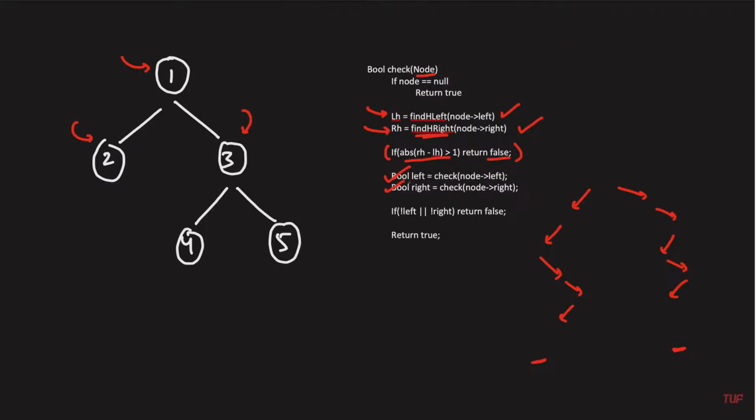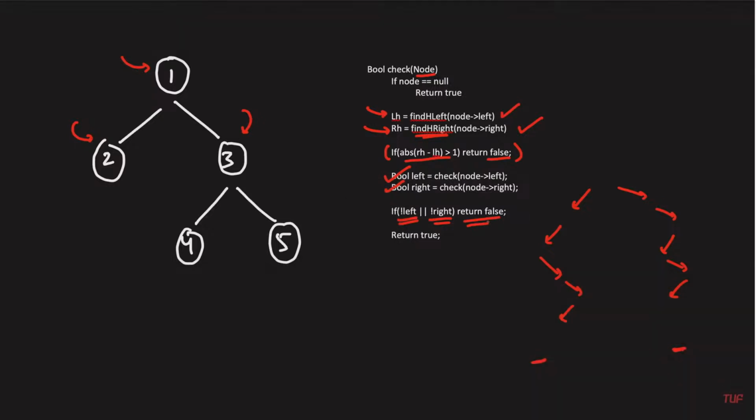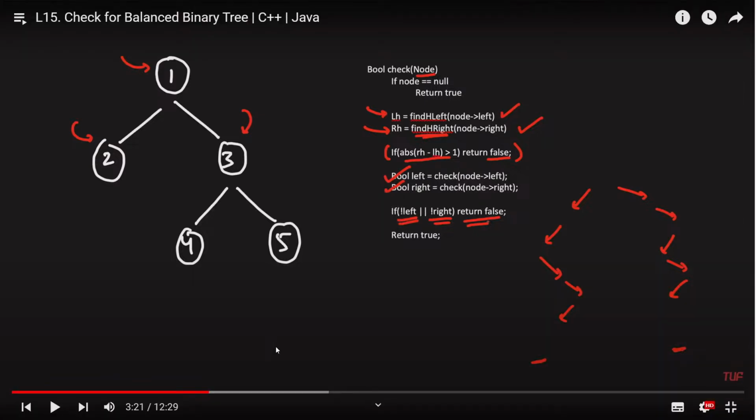You follow the same procedure of checking left and right. And if anyone from left or right gives you a false, you return a false. Like if any node in the bottom anywhere says that this is not a balanced binary tree, you directly return a false. And if no one, on left or on right, gives you a false, you're going to return a true.